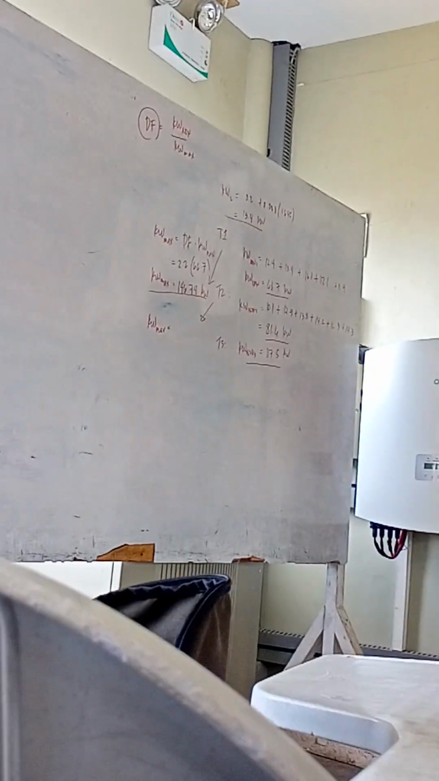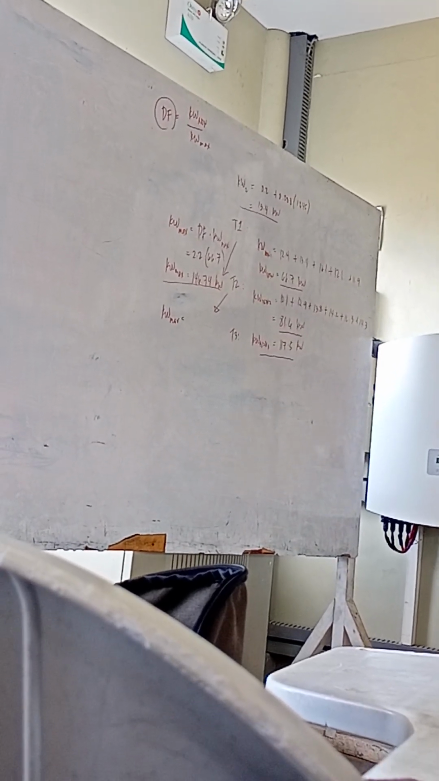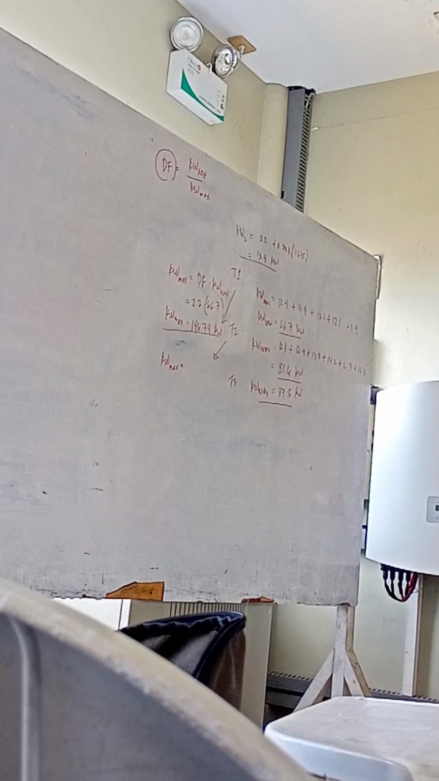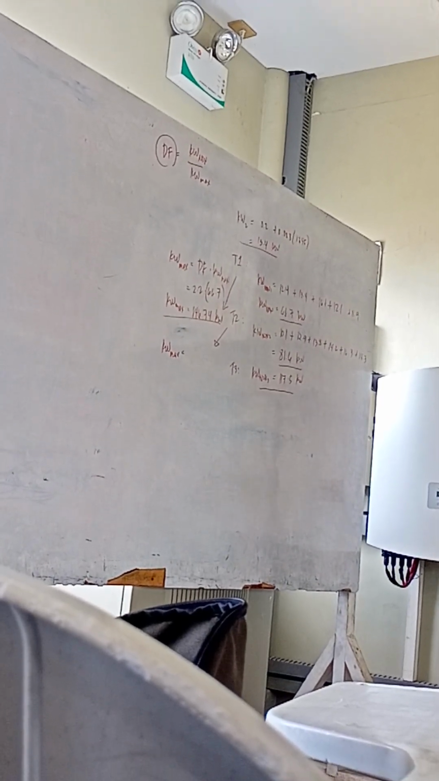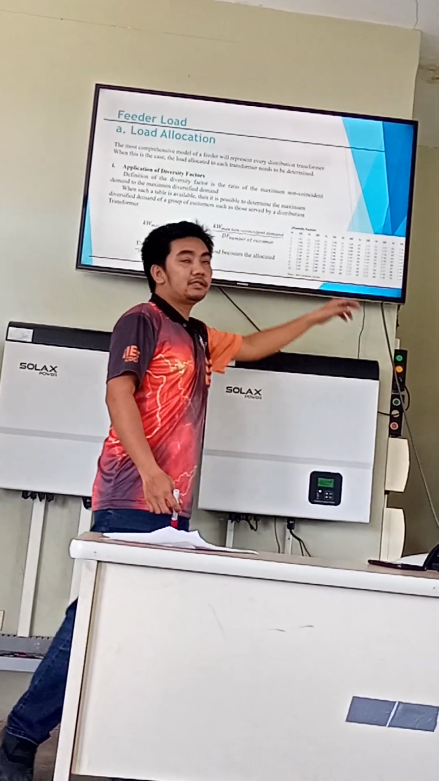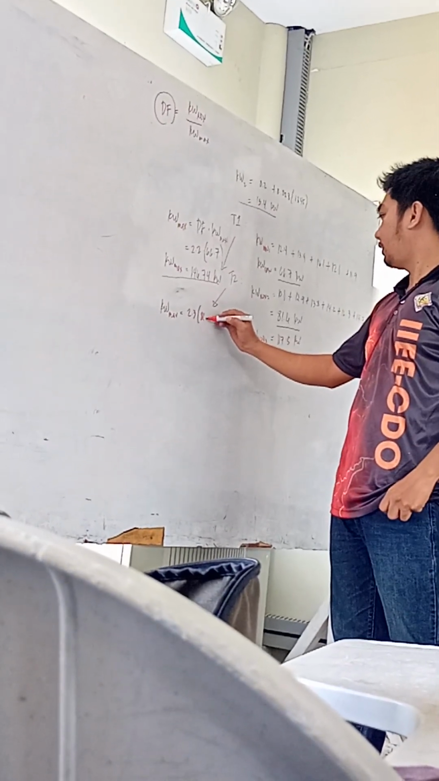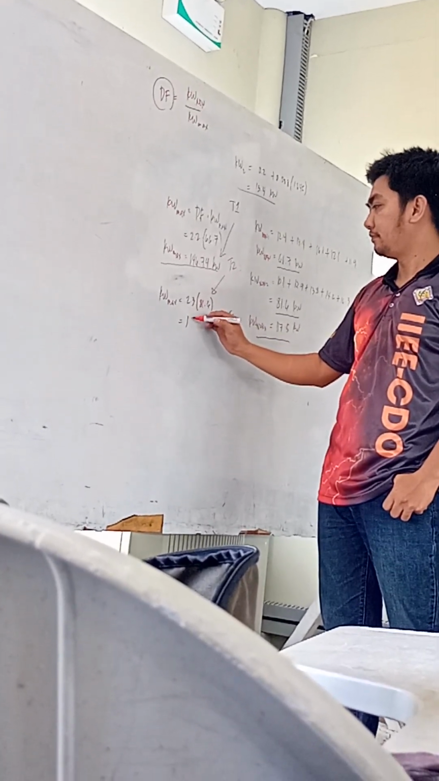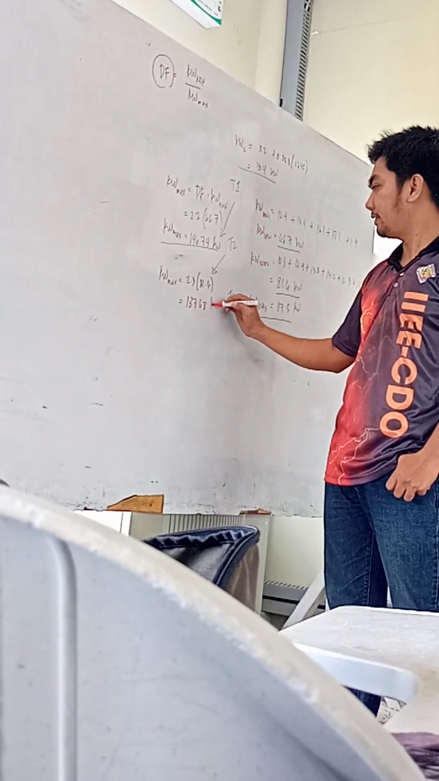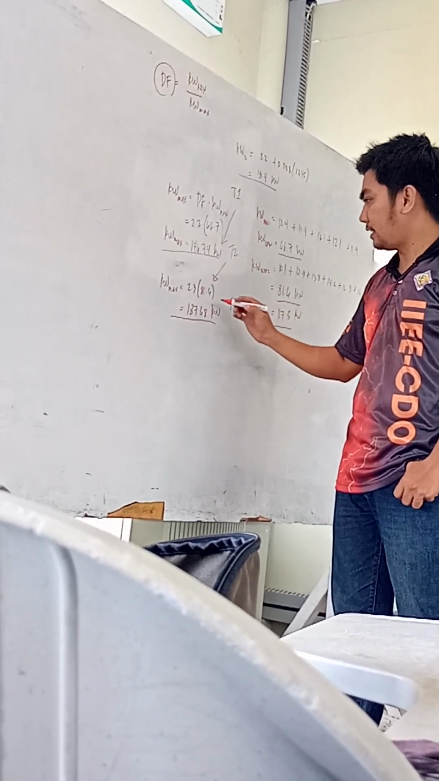What is the diversity factor? How many connected loads does transformer 2 have? 5. So the diversity factor is 2.3. So you have 2.3 times 81.6, which is 187.68. So this is for T2. And the last, T3.